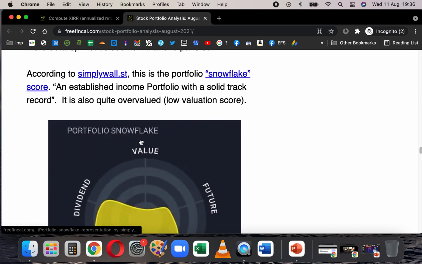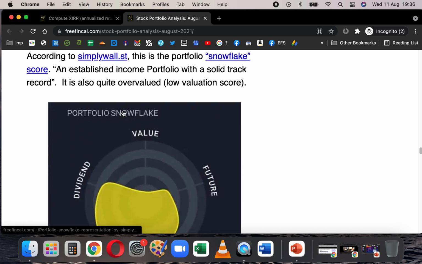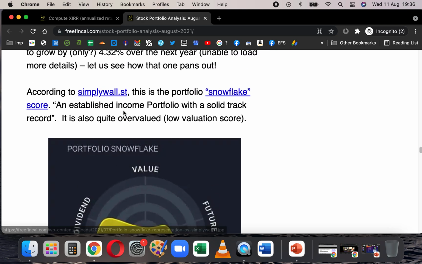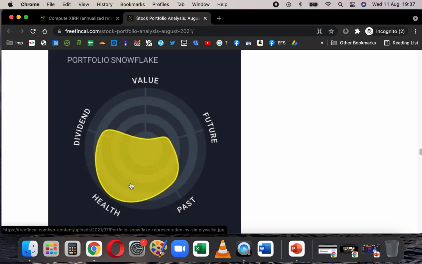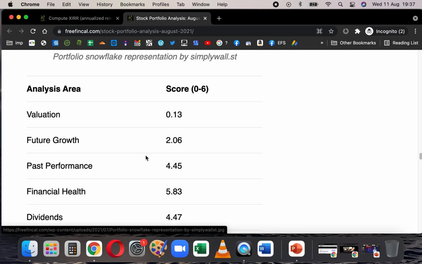but I use Simply Wall Street. I'm a paid subscriber on simplywall.st. This is the general portfolio snowflake. In terms of dividend, it offers high dividend. In terms of health, it has very good health. It's a reasonably good past performer. It doesn't have much of a future scope, and definitely it's not a value portfolio. So that's about it.